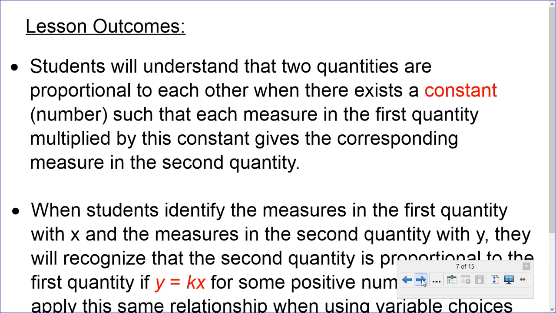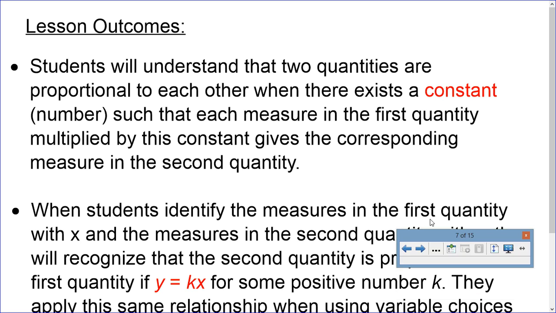Our lesson outcomes, what we hope for the students to learn, is that they will understand that two quantities are proportional to each other when there exists a constant, which is a number, such that each measure in the first quantity is multiplied by this constant gives the corresponding measure in the second quantity.